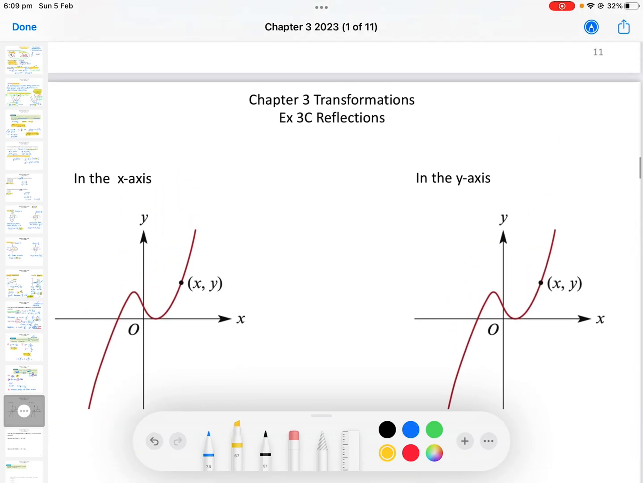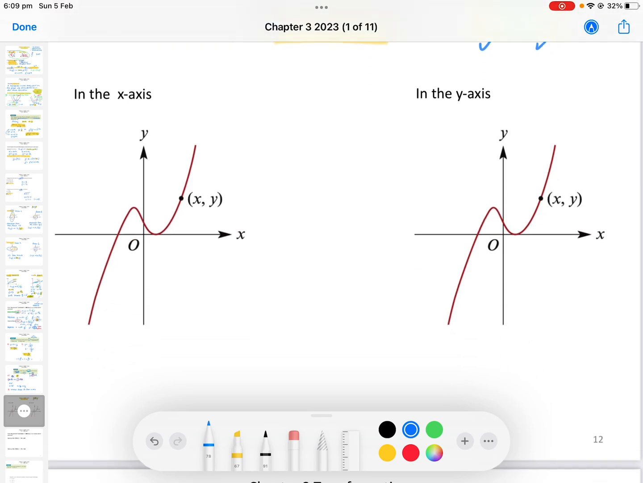So let's have a look at 3C, reflections. So we went D, R, T: dilations, reflections, translations. We've done dilations and we've done translations. Let's do reflections. Why do we leave it till last? Because it's the easiest.